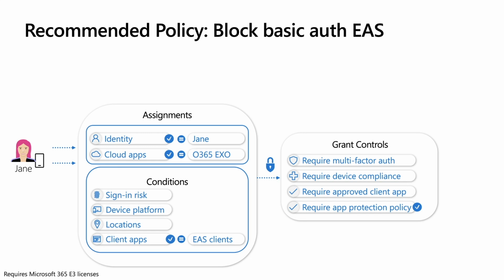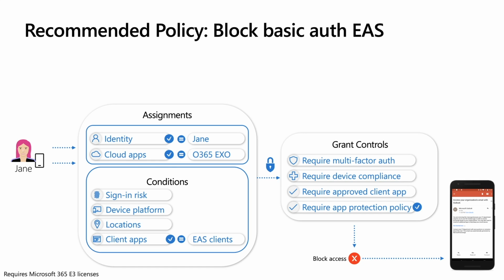What happens is when Jane attempts to set up her mail profile, the mail profile setup will appear successful. But when Jane launches the mail app, she'll receive a quarantine message that indicates she needs to use Outlook. And the reason why is because of the require app protection policy grant access control. Because this ActiveSync client is not defined in the app protection policy or has not integrated the Intune SDK, which the vast majority of ActiveSync clients available haven't, this ActiveSync client gets blocked.